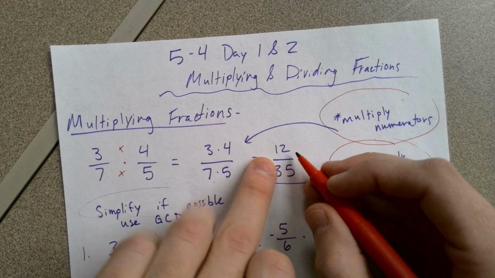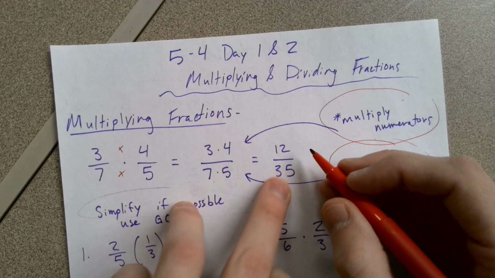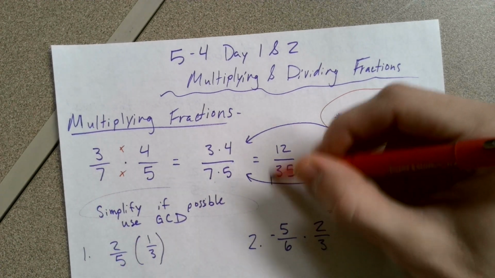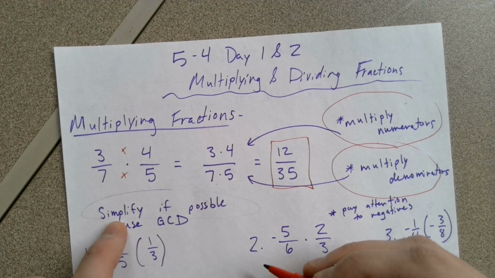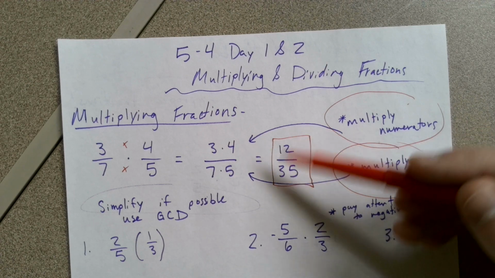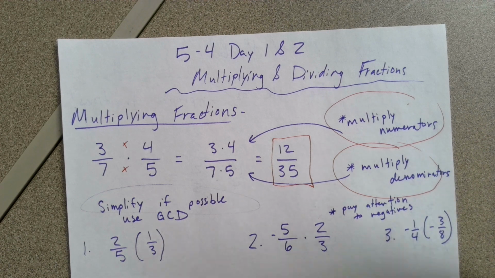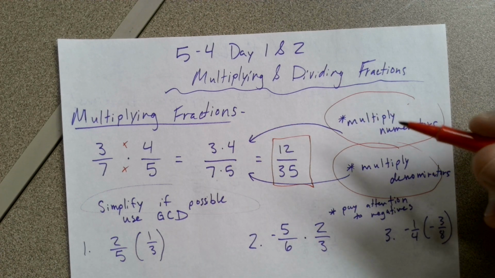3 times 4 is 12. 7 times 5 is 35. And this would be your answer. If we could simplify that, that's what we would do here using that greatest common divisor. I already know that these ones do not have anything that they can be divided by, so this is our final answer right here.